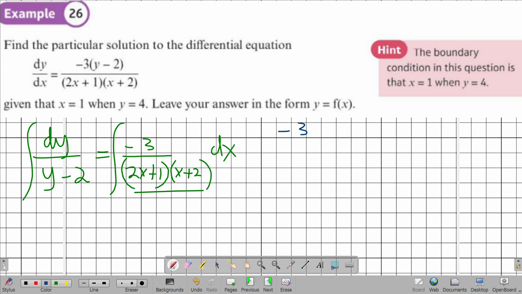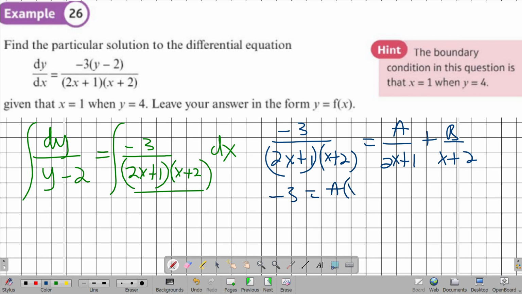So we have minus 3 over 2x plus 1, x plus 2, which is A over 2x plus 1 plus B over x plus 2. This goes on to become minus 3 is equal to A times x plus 2 plus B times 2x plus 1.